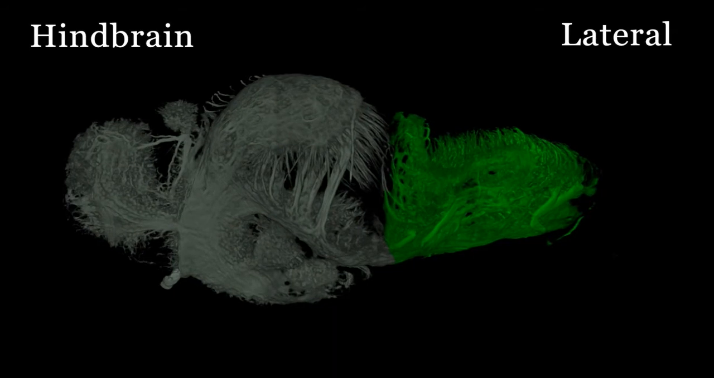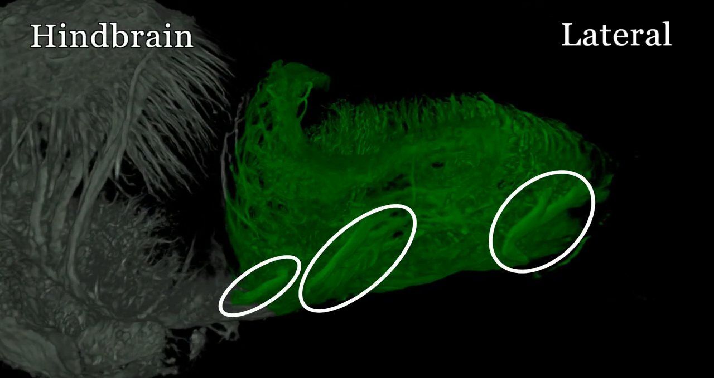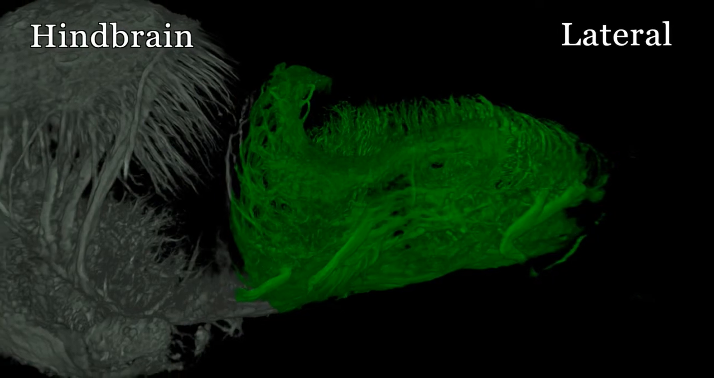When viewed laterally, the roots of several cranial nerves can be seen entering the hindbrain. The nuclei of these nerves are arranged in clusters at various levels throughout the hindbrain.